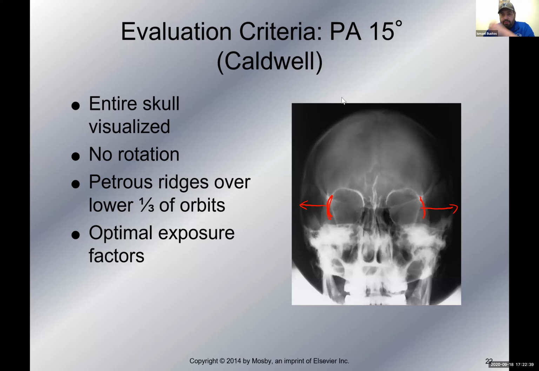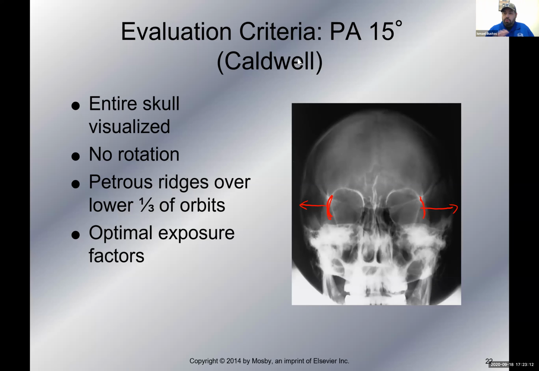All right, guys. So like I was saying, you need to make sure that you understand that for a Caldwell projection, in order for those ridges to be in the lower 1/3 of the orbit, there needs to be a 15-degree angle between the CR and the OML. If it's less than a 15-degree angle between the CR and the OML, then you get the ridges moving up into the orbits. If it's more than a 15-degree angle, then you get the ridges moving down below the orbits, okay?